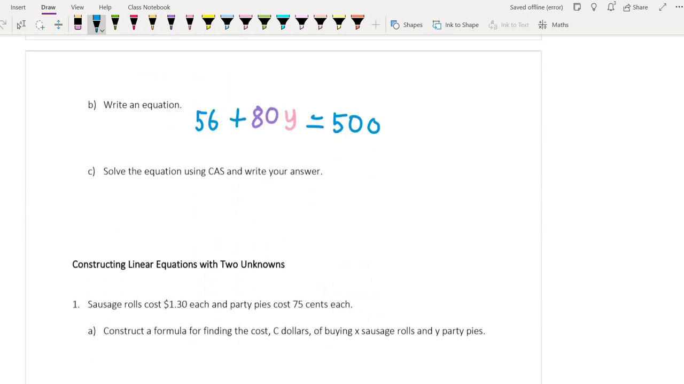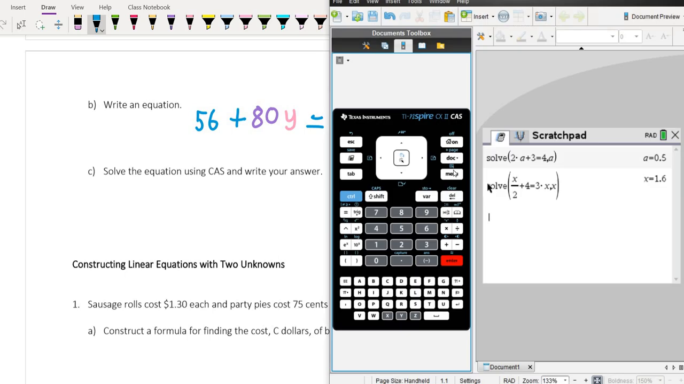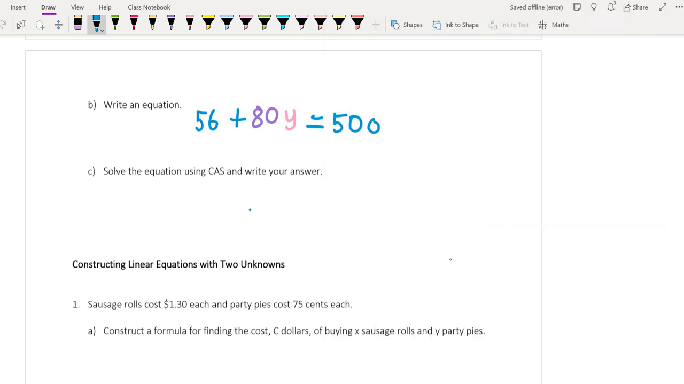and we use the CAS to solve it. So if you go into CAS, we go menu, algebra, solve, and we go 56 plus 80y has to equal 500, comma y because we're solving for y, and it tells us that it's 5.55.